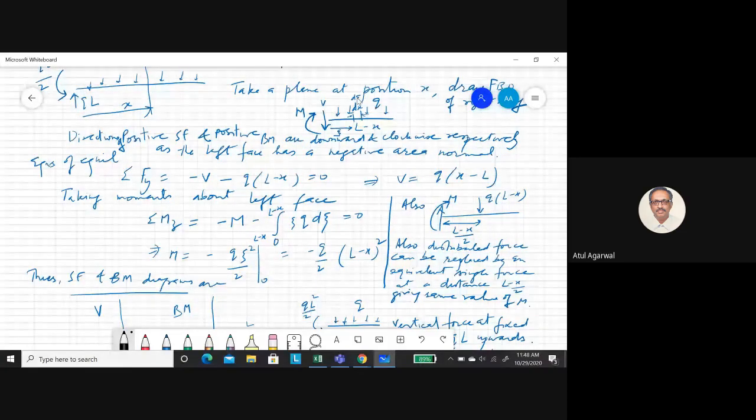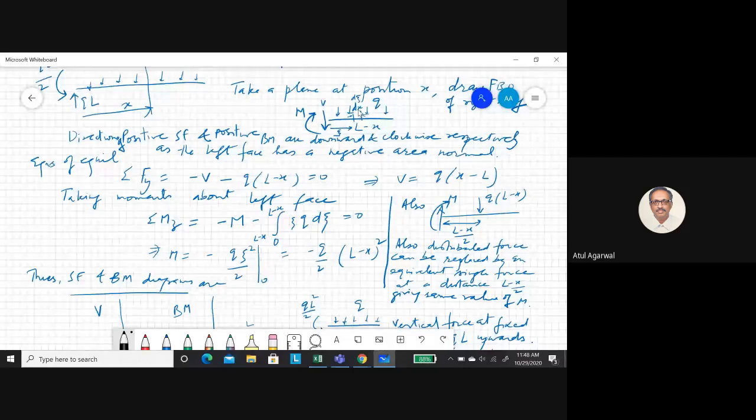So you see this? So you want to find moment because of this distributed force. You assume this length is d xi. So the force will be q into d xi. It is at position xi. Now you take moment about this end. So this force q d xi will cause a moment xi into q d xi. Since it is a clockwise moment, it will be minus.